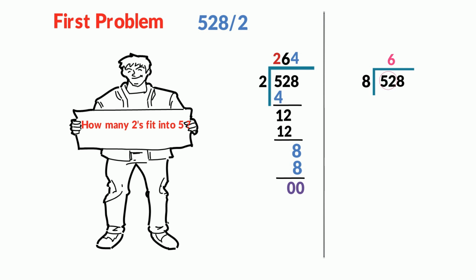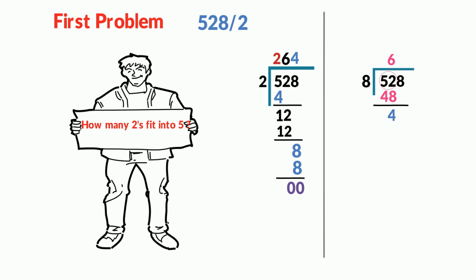If we wanted to, we could have put a 0 above that first digit since the 8 wouldn't divide into it any times, and if that helps you keep track of which answer digit you're on, then that's a good idea, but it's not required. So, 6 times 8 is equal to 48, and then 52 minus 48 gives us a remainder of 4.